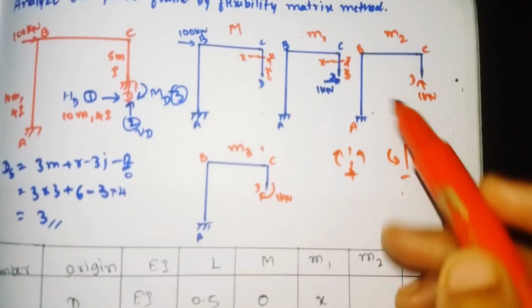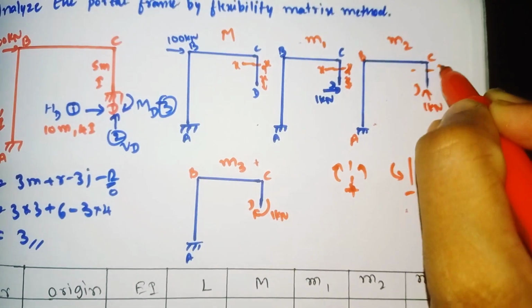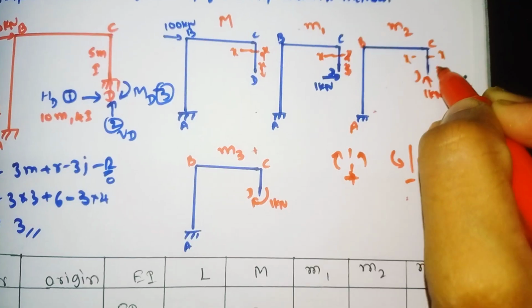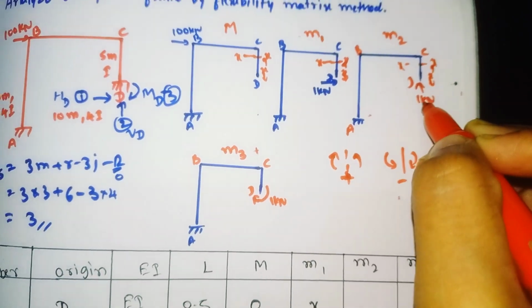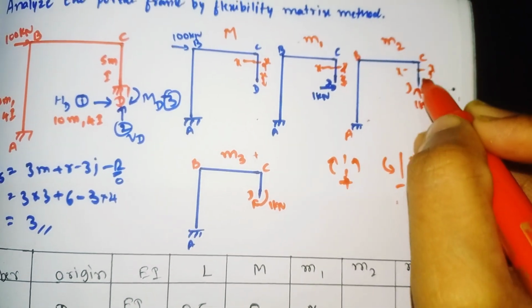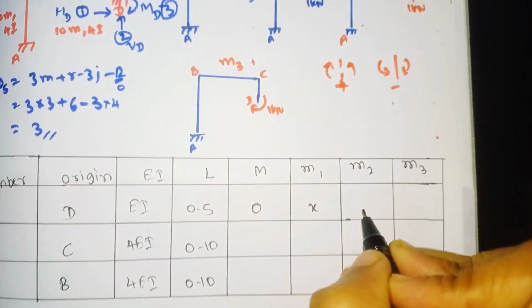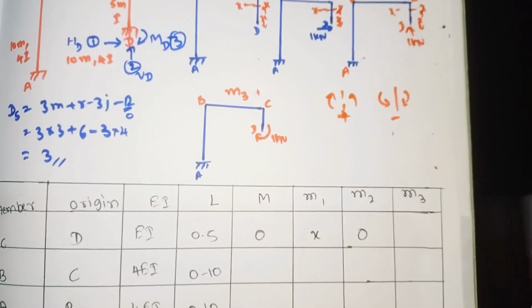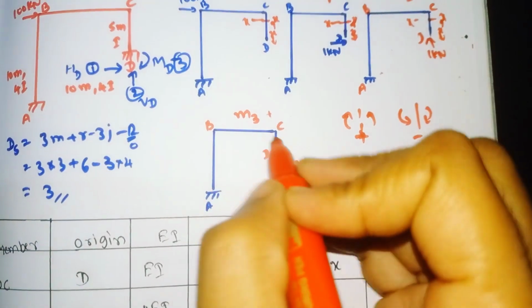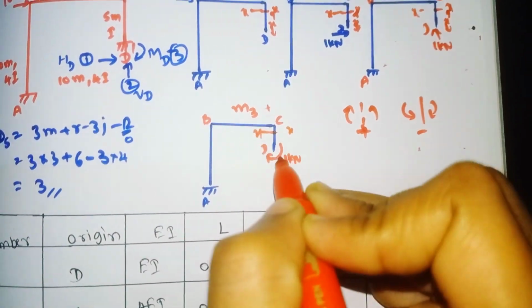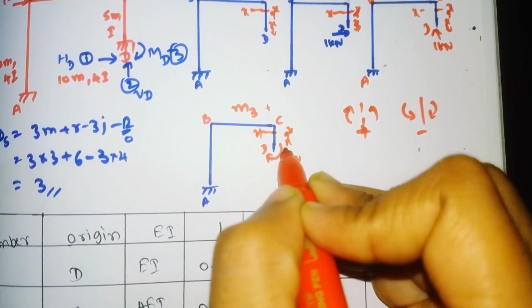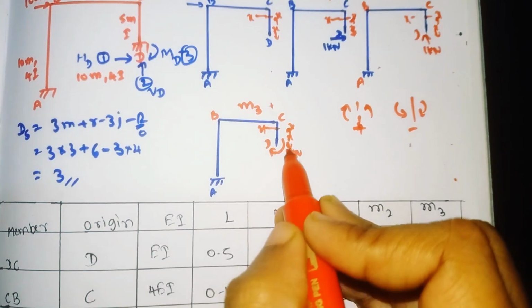Similarly for M2, if we cut the section along the x-axis at a distance of x away from the origin D, the 1 kilonewton load is acting axial to this member, so it becomes 0. So M2 becomes 0.